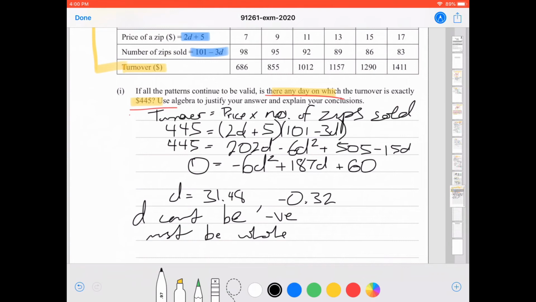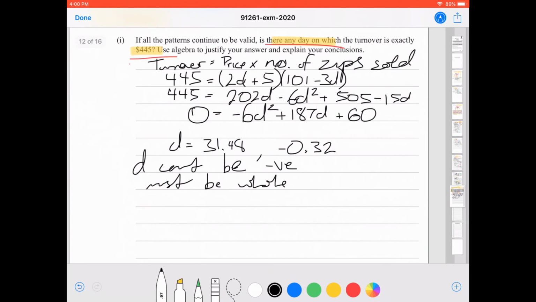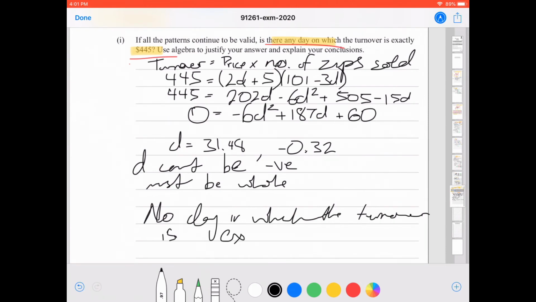And so according to these two constraints, there is no day in which the turnover is, and what's the phrasing of the question? Exactly 445.